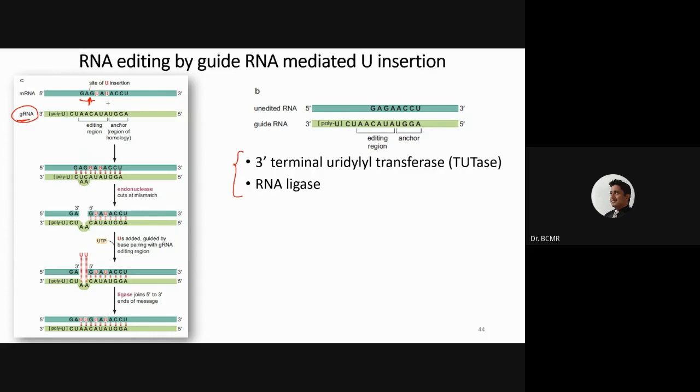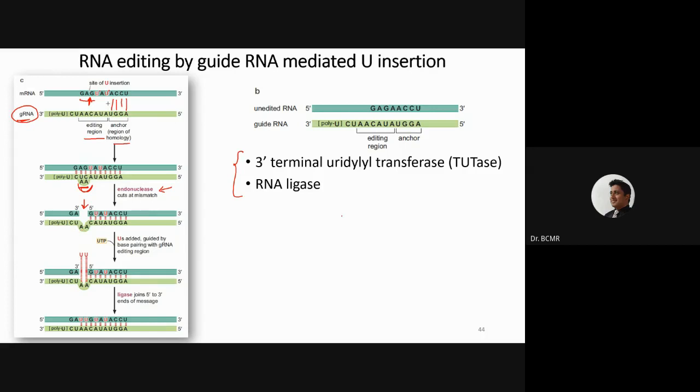So guide RNA has these 3 components: the anchor, that has the region of homology, and the editing region where the editing should actually happen. So these two uridines are already added, and now you have the guide RNA that base pairs something like this, and there are two adenines here which do not base pair, and they are in a kind of hairpin loop like this. Okay, so there is an endonuclease. Endonuclease cuts exactly in that location where the hairpin is formed.